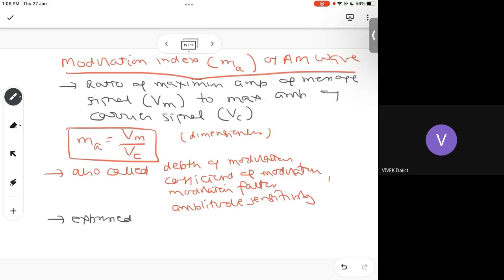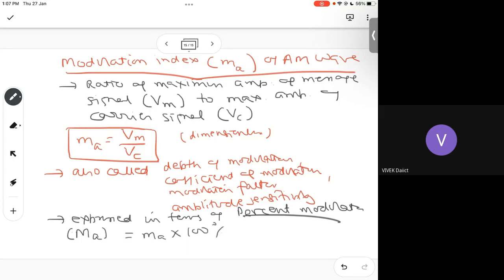So if I get VM over VC, let's say 0.5, or VM over VC equal to 1, that means both are the same, VM equal to VC. Or it could be 1 by 2, that means 0.5, so that means 50% modulation. It is normally expressed in terms of what we call the percent modulation, and percent modulation is MA into 100%. That is how we define the percentage of modulation, because we normally speak in terms of this.